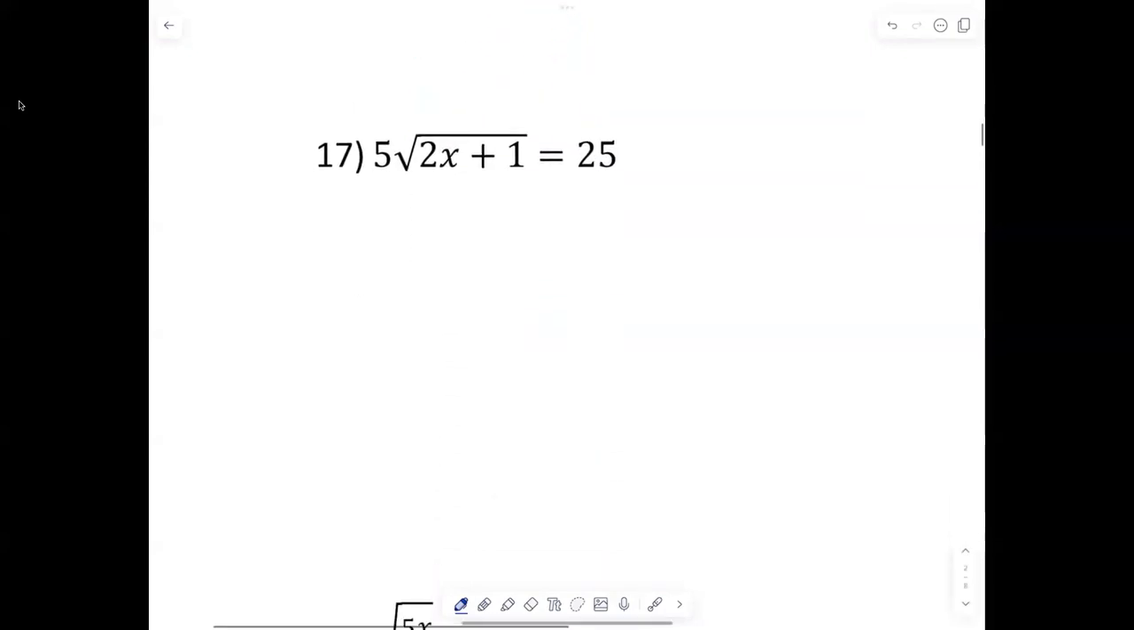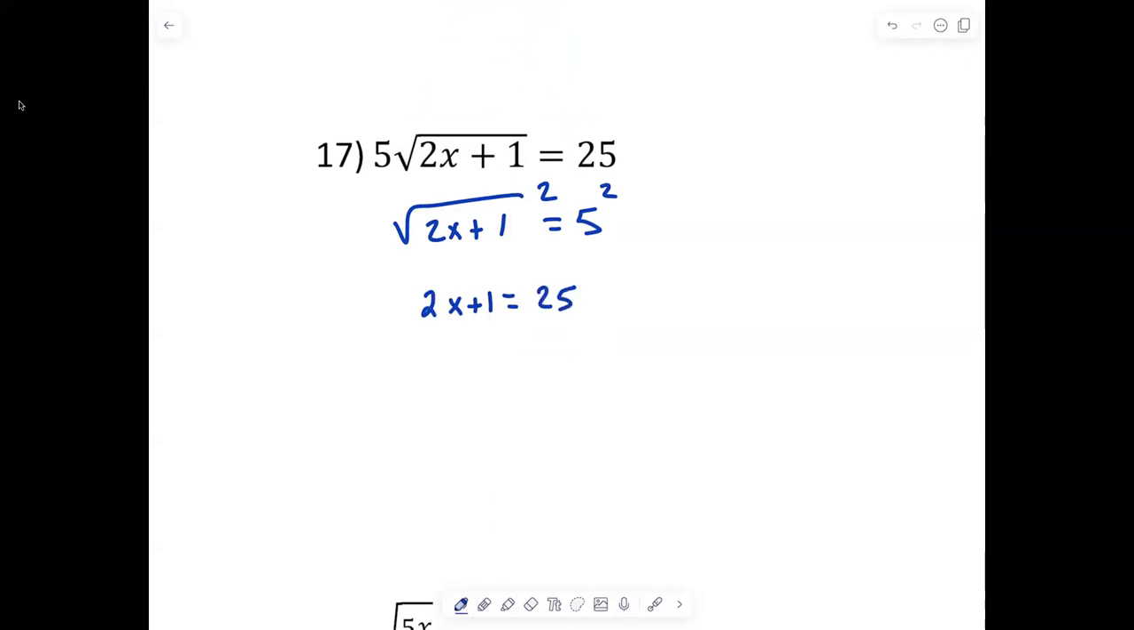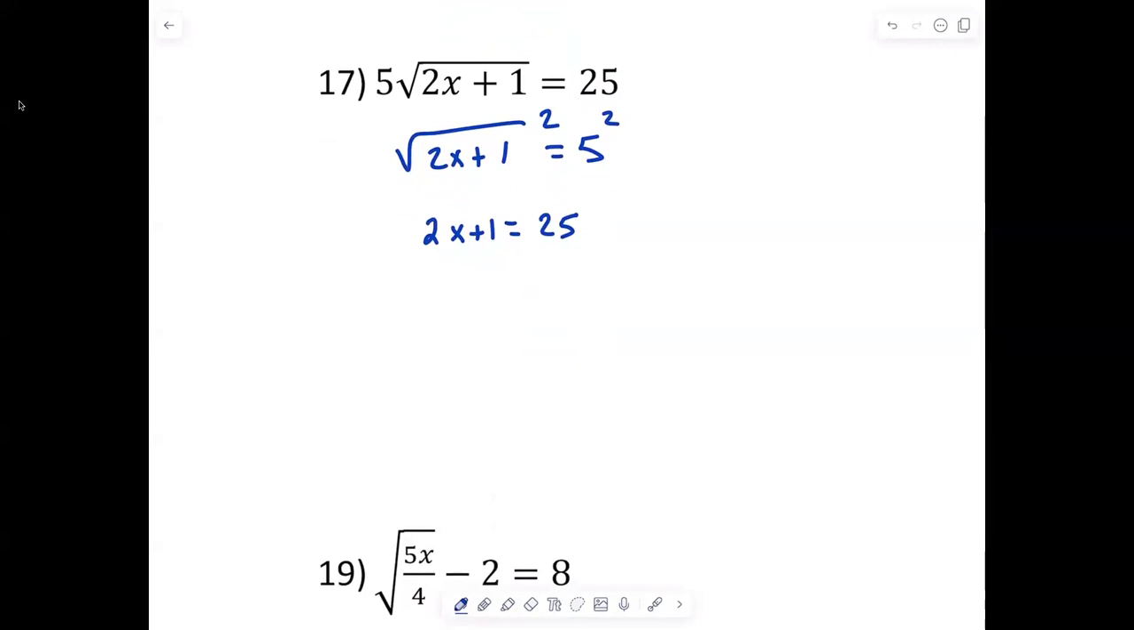Now, 17. Again, we're isolating. What do I have to do first? Divide by 5. So I have square root of 2x plus 1 equals 5. Squaring both sides, 2x plus 1 equals 25. Now, everybody should be able to look at that and say, I'm going to subtract 1 and then divide by 2. So we are all smart enough now to say x equals what? 12. I'm expecting you to just write down x equals 12. If you want to put minus 1, and then divide by 2, go ahead and do that. But I would like everyone to know just x equals 12 from there.